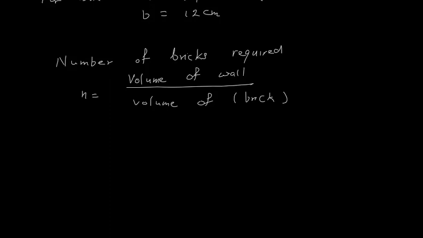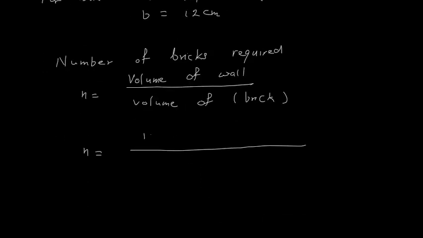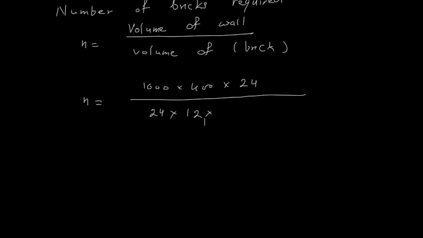Now volume of wall, so you can see that I have not calculated volume because I have to divide, so most of the things will cancel. Now here 1000 into 400 into 24, and denominator we have 24 into 12 into height is 8 centimeter, so 8. So this 24 and this 24 will cancel. Then with 8 I will divide, 8 5s are 40, so this becomes 50.